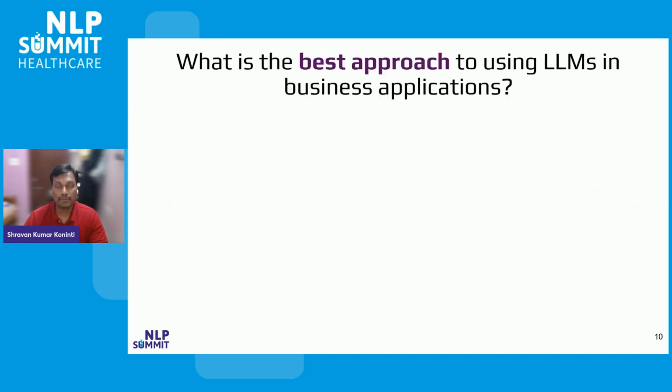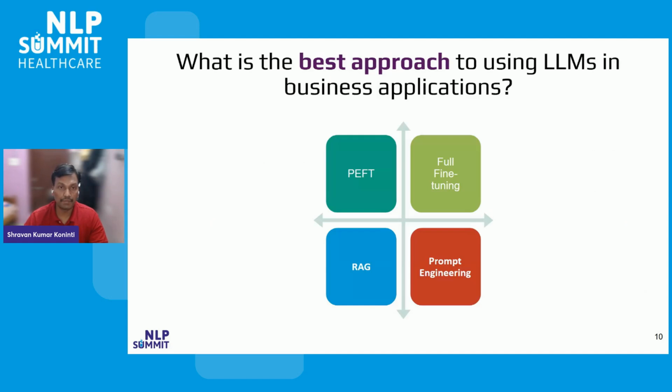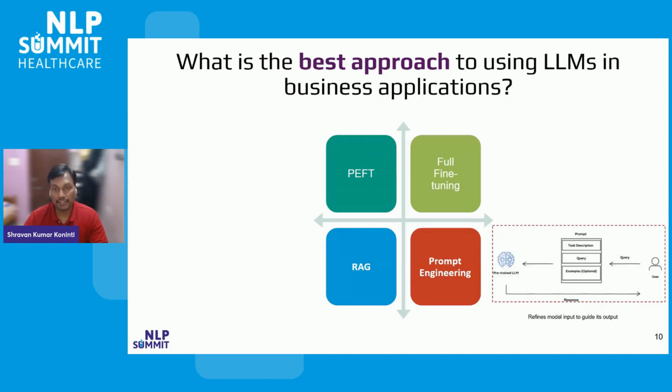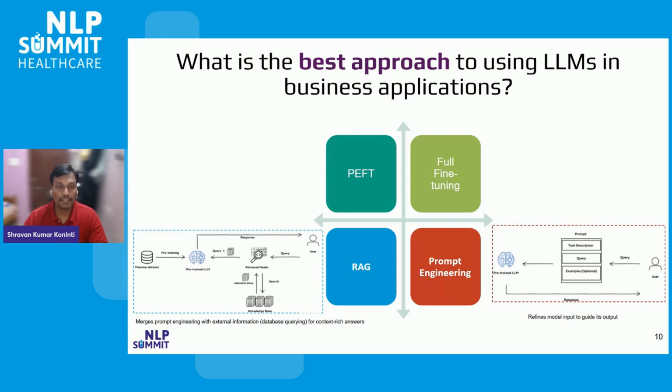Now, what is the best approach to using LLMs in business applications? There are four different stages here. We can just start off with prompt engineering. What happens here is the user asks a question, and uses the pre-trained large language model, which is already existing, and gets the response. It basically refines the model input to guide its output. Next, we have the RAG solution.